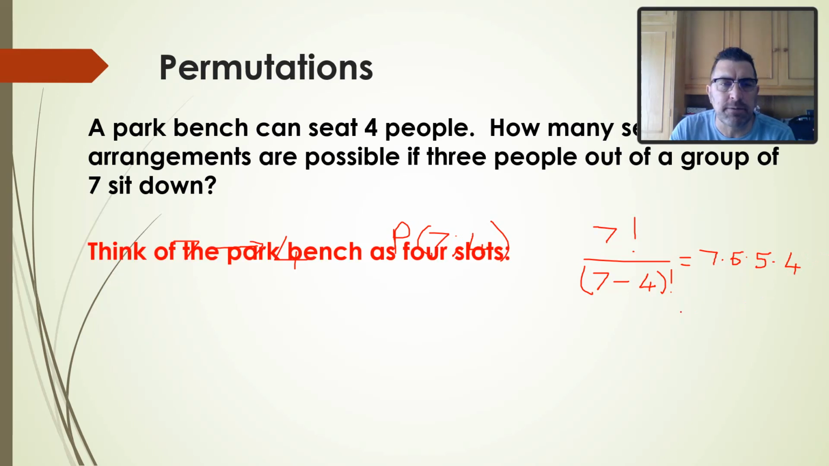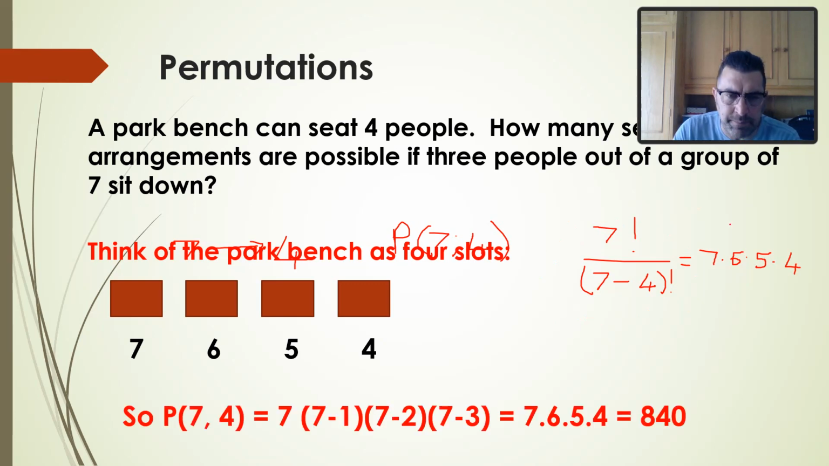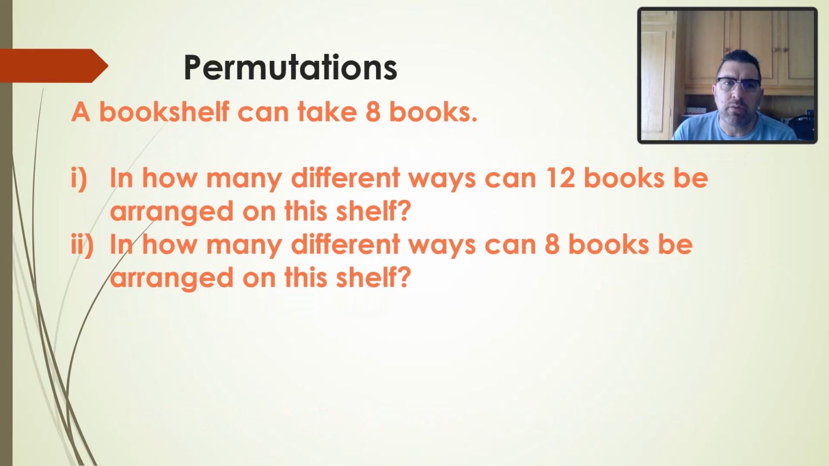Okay, let's have a look. So think about the park bench. It has 4 slots. You sit down 1, there's 6 left, then there's 5 left, then there's 4 left. So it's the product of those 4 numbers. And we can write that product like I did over there. So it is 7 times 6 times 5 times 4, which is 840 ways. Look at that number, to seat 4 at a time from 7 people. Very interesting. Okay, so permutations.